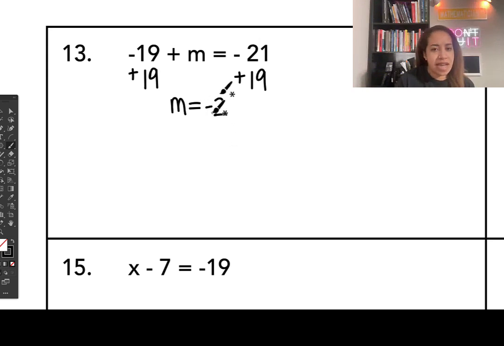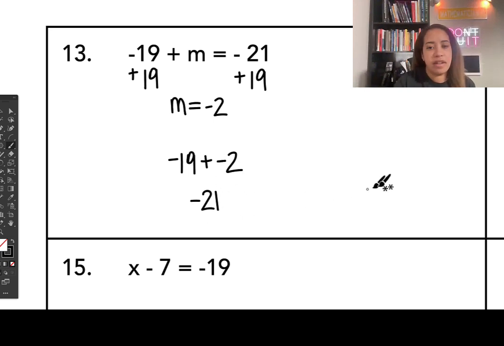So on this one, since the signs were tricky, I am going to double check my work. I'm going to plug in my -2 in for m. -19 plus -2. These have the same signs, so we add the numbers together. 19 plus 2 gives us 21. And our higher absolute value was negative, so final answer is negative. So we can see that our answer is correct.